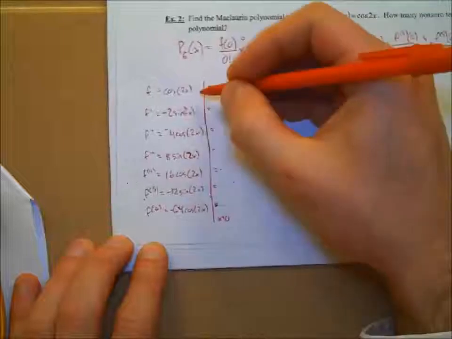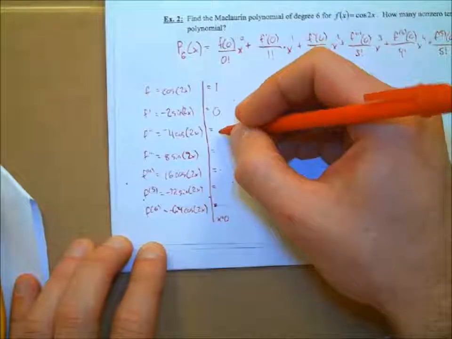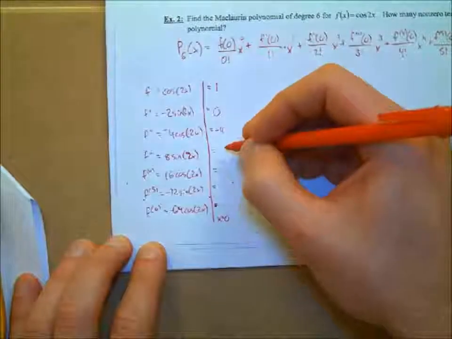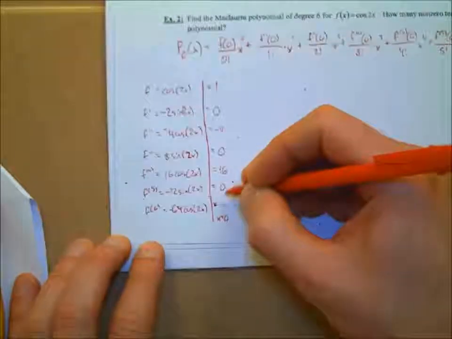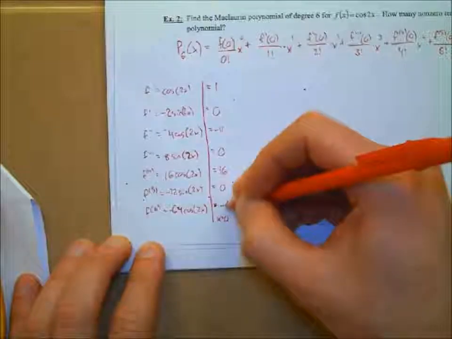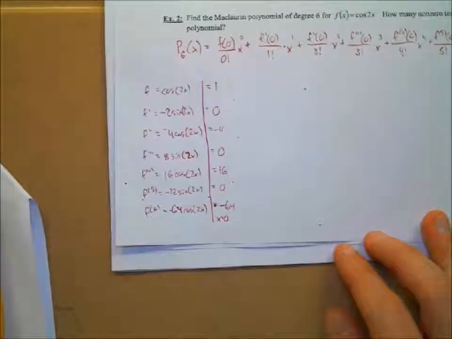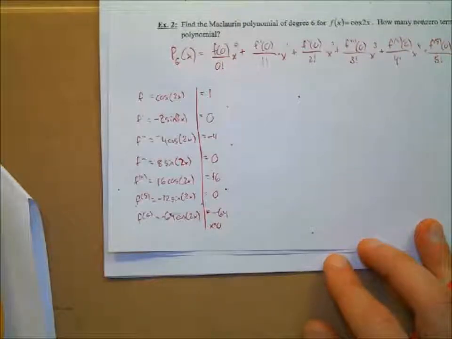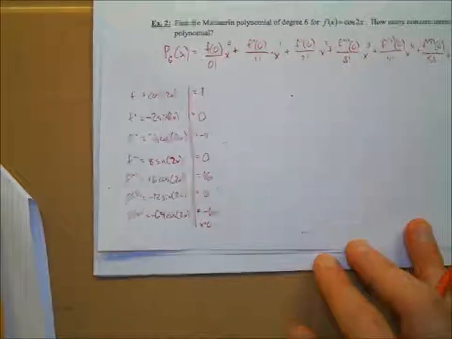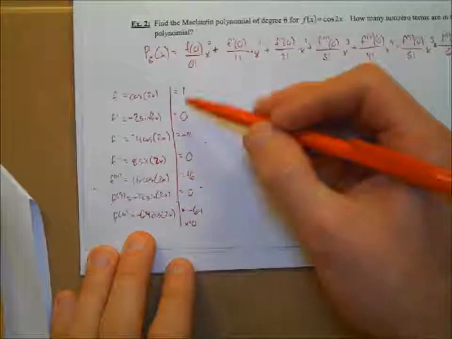Okay, so cosine 0, 1. Sine of 0 is 0. Cosine of 0 is 1, but times -4 we get -4. Sine of 0 is 0. Cosine of 0 is 1, but times 16 we get 16. Sine of 0, 0. Cosine of 0, 1 times -64 gives us -64 here. So you can kind of see now how many non-zero terms are in the polynomial. Because our polynomial is going to have some sine in it, then because we're evaluating at 0, those are going to disappear. We're going to have 0 terms. So how many non-zero terms are we going to end up with? Well, 1, 2, 3, 4.